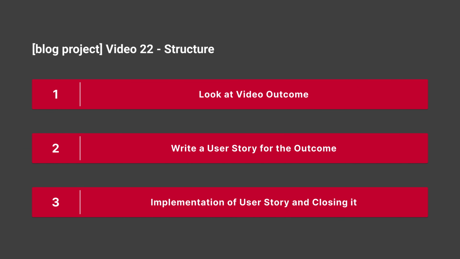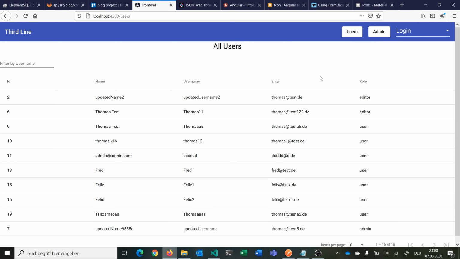Then we have the video structure as always. We will start with a look at our video outcome, so you can see what we are building. Then we will read the user story for this, and then we will implement it and close everything. Let's have a short look at the video outcome.